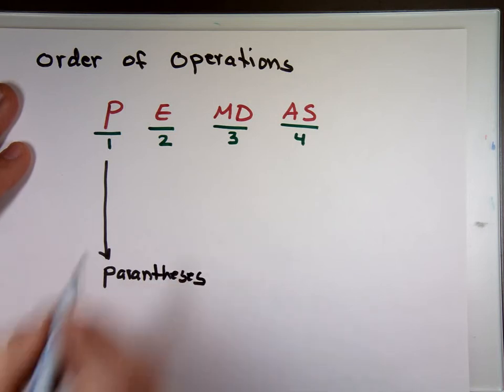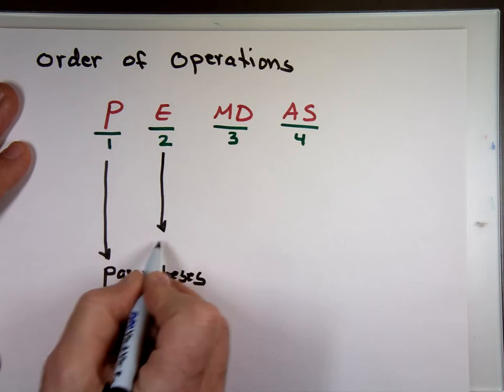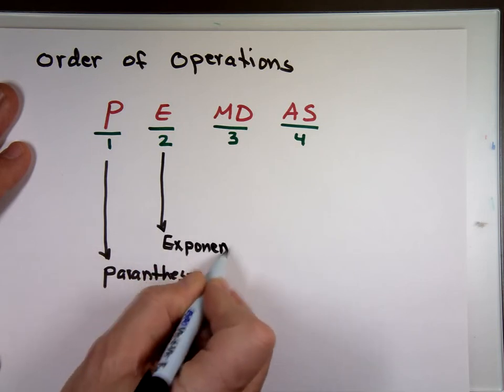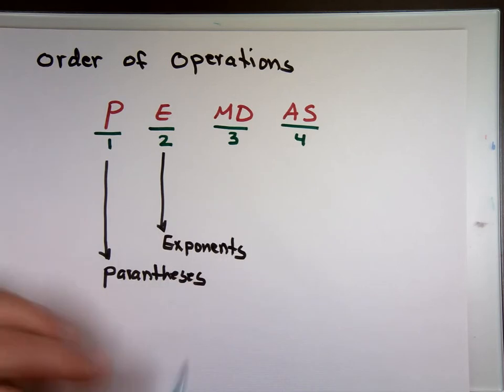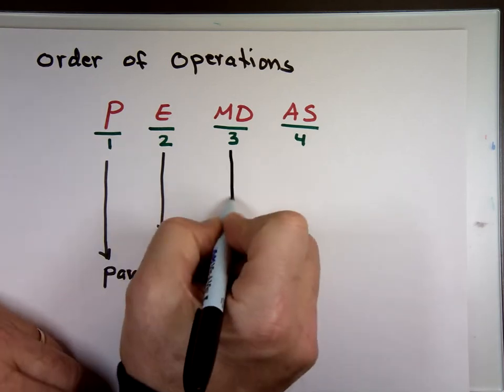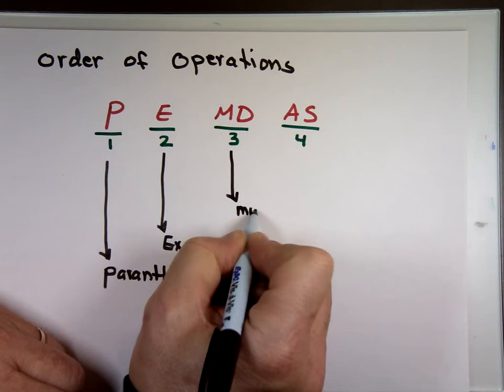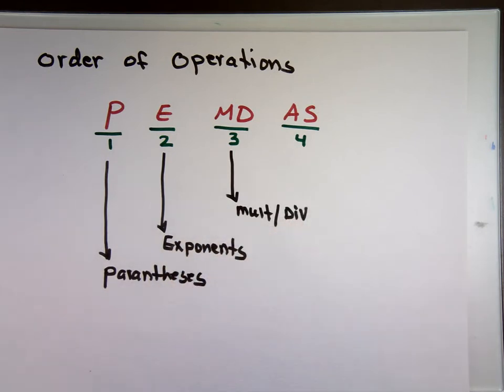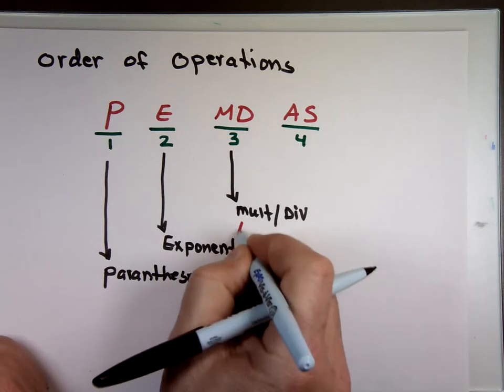What's second? Exponents. What is third? Multiplications and divisions. So which one do you do first? Do you do the multiplication first or the division? Whatever order it's in. Very good. Left to right, the order. You go left to right.